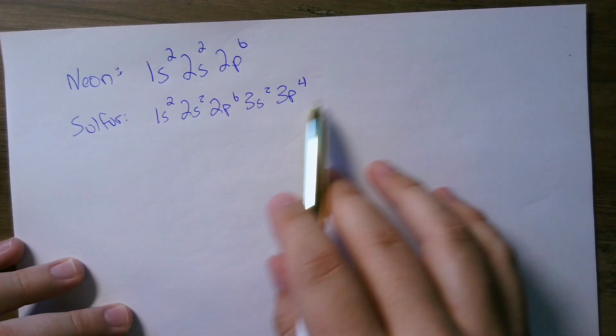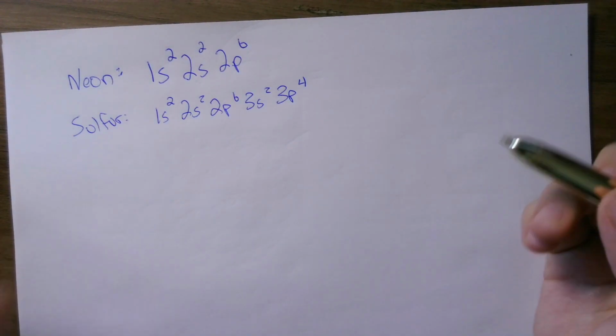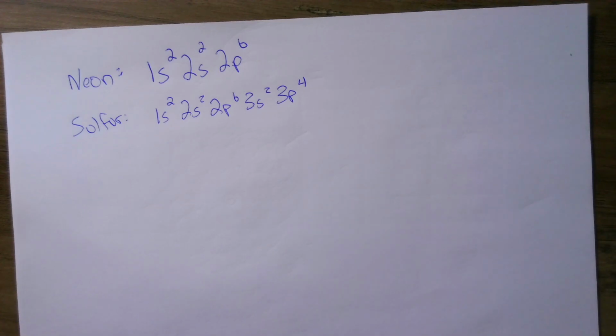All of its electrons are in the lowest energy orbital available.